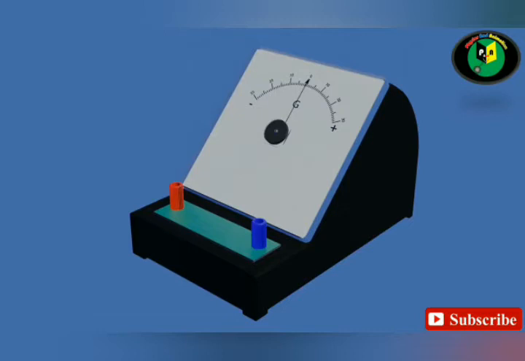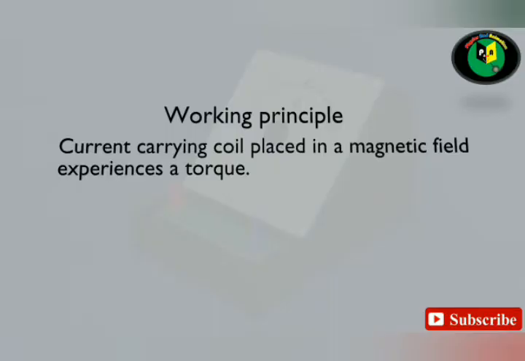Principle of the permanent magnet moving coil galvanometer. The permanent magnet moving coil galvanometer works on the principle that a current carrying coil placed in a magnetic field experiences a torque.